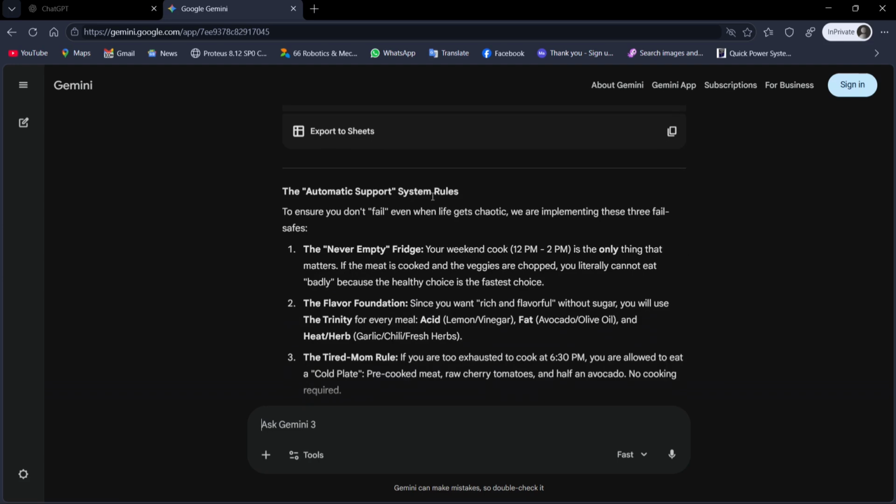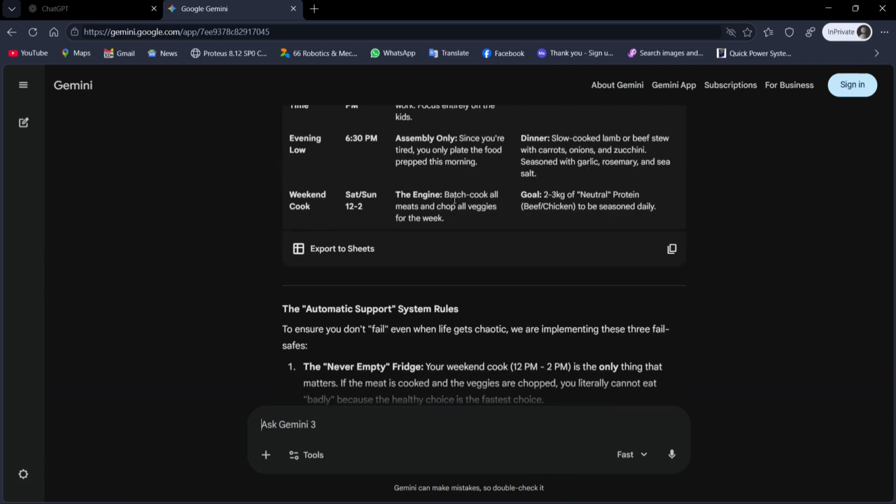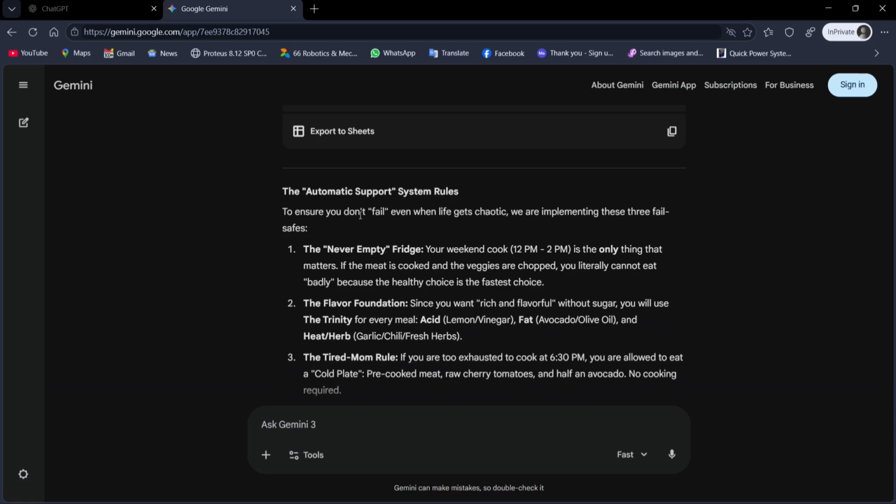Then we have the automatic support system rules. These are the rules for this system which you have to incorporate to ensure you don't fall even when life gets chaotic. We're implementing 3 fail safes. The never empty fridge: your weekend cook is the only thing that matters. If the meat is cooked and the vegetables are chopped, you literally cannot eat badly because the healthy choice is the fastest choice. So the AI chatbot is saying that if you always have healthy options available, then you're not going to go for the bad options.